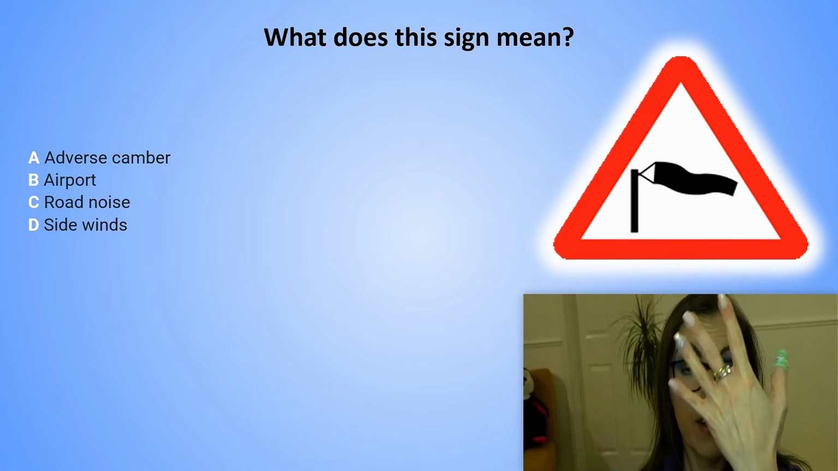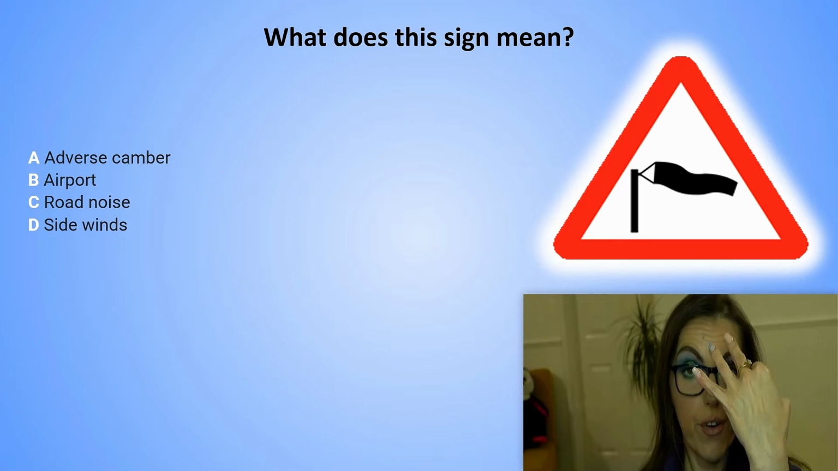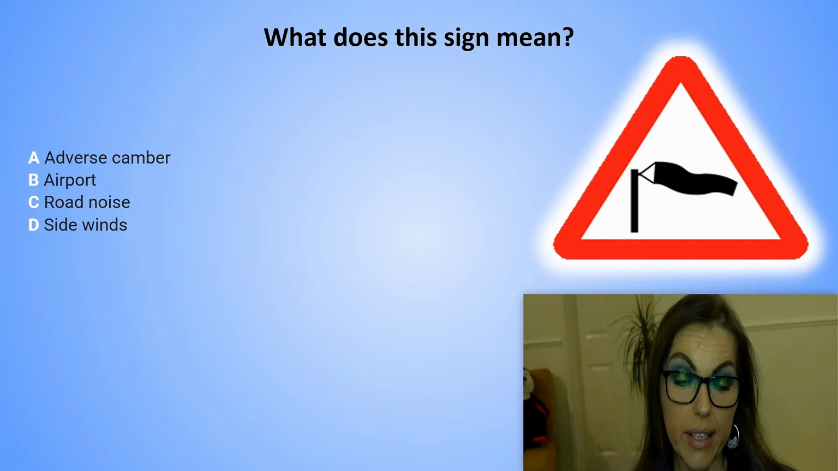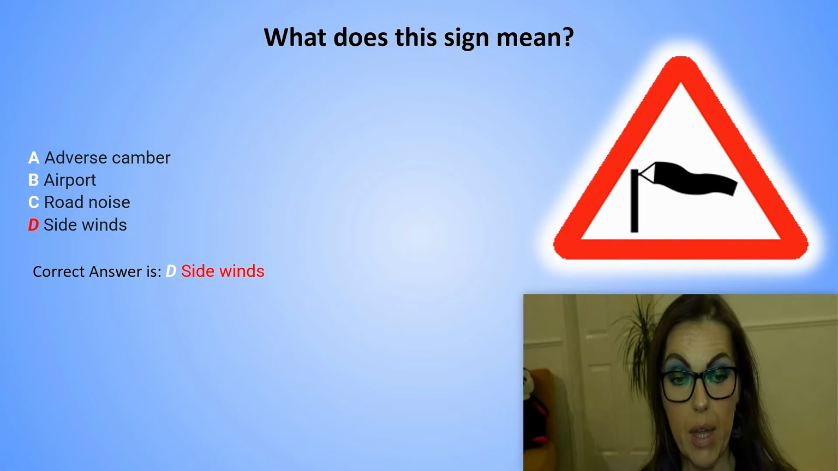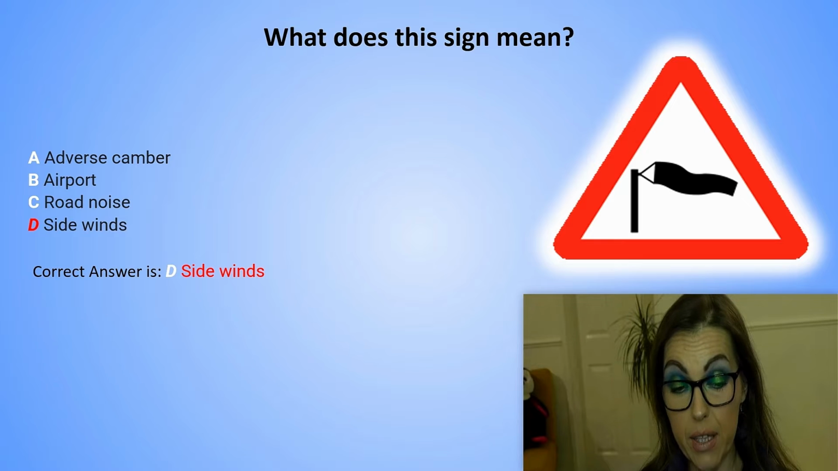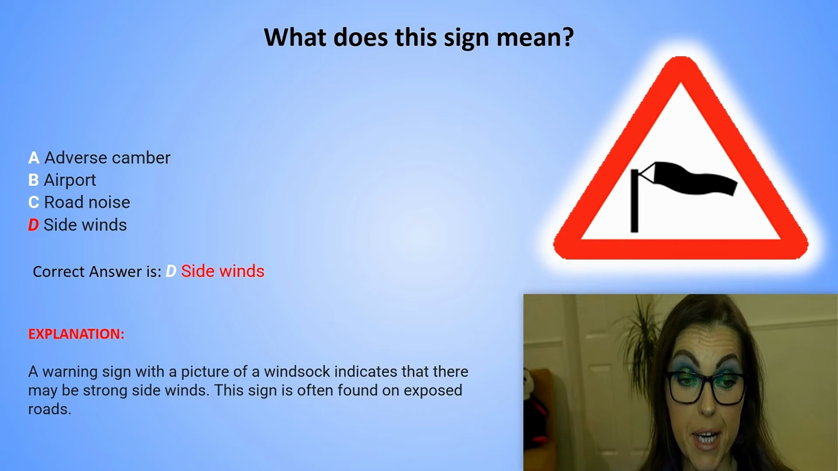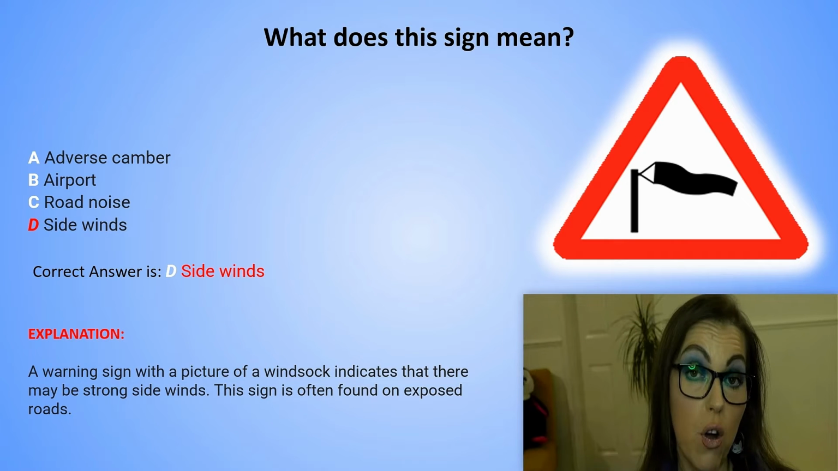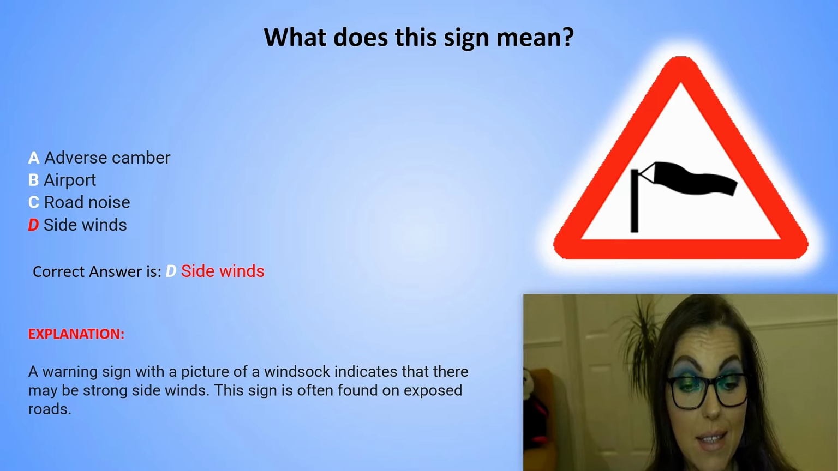5, 4, 3, 2, 1. The correct answer is D. Side winds. Explanation. A warning sign with a picture of a windsock indicates that there may be strong side winds. This sign is often found on exposed roads.